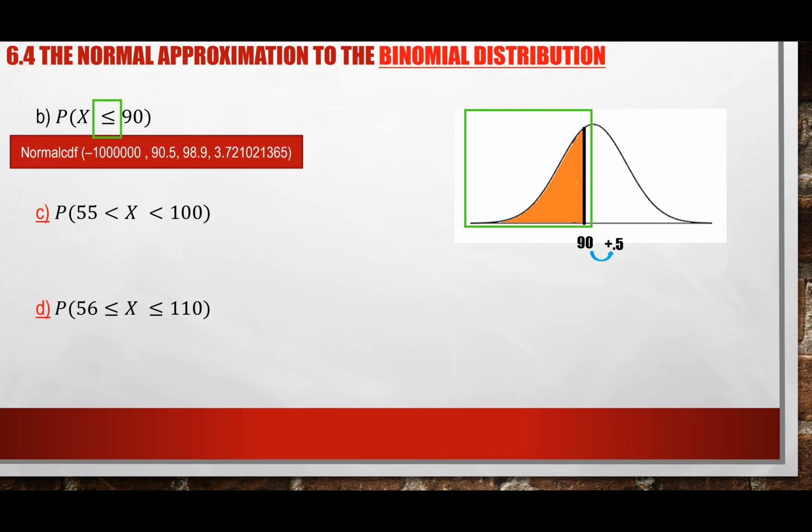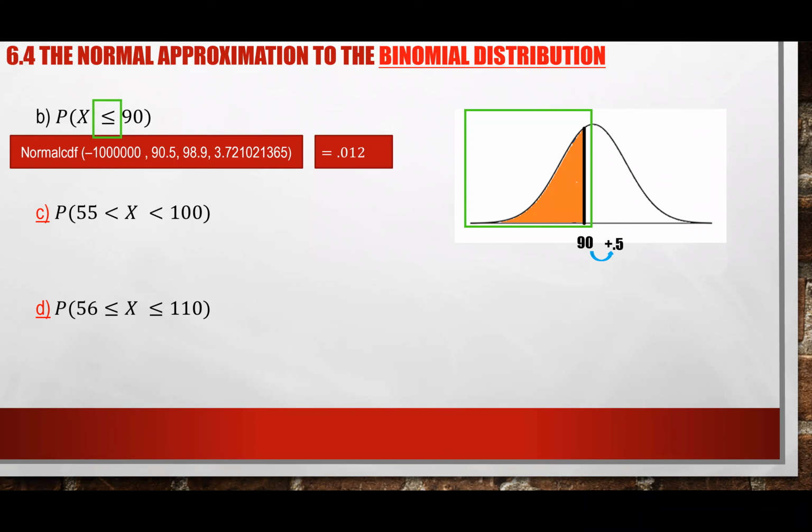And if I move to the right, I add 0.5, which in this case, my upper endpoint will be 90.5. Okay, why is that my upper endpoint? Because again, we're looking for the area to the left, where the lower limit is negative infinity, going all the way up to 90.5, which is my upper limit. My mean is 98.9. My standard deviation is 3.72, with a bunch of decimal places on the back. So once you type this in, this is the probability that you get X less than or equal to 90.